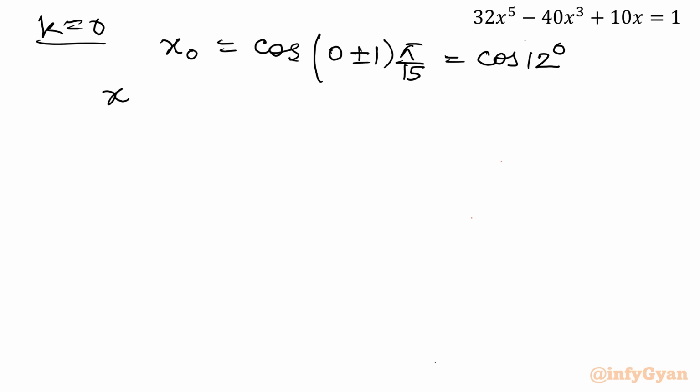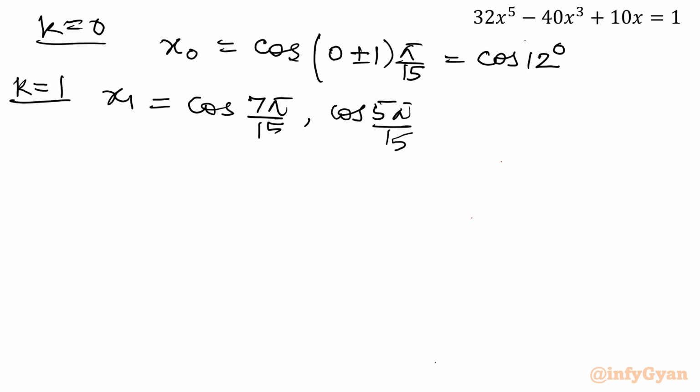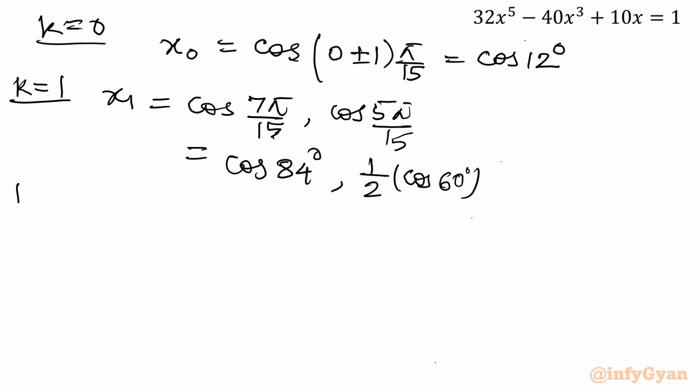Now, let's find the next value by putting k equal to 1. If I take the plus sign, then I will write directly cos 7 pi over 15. And if I take the minus sign, then it will become cos 5 pi over 15. Okay. So, cos 7 pi over 15, if you check, 12 times 7, is cos 84 degrees. And 5 pi over 15 is cos pi over 3, cos 60, so it will be half.